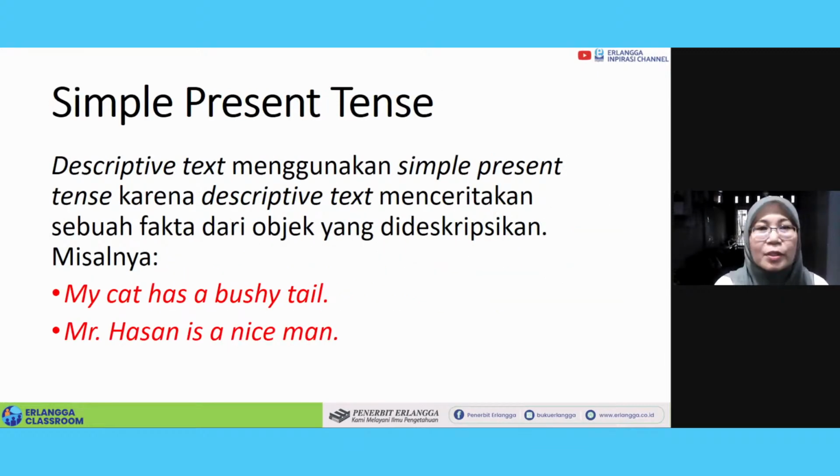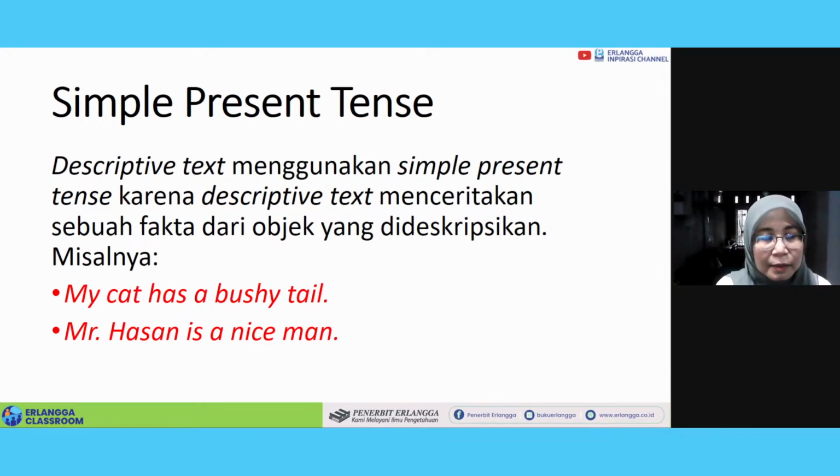And the use of simple present. Nah, ini tadi bahasan lanjutannya dari yang tadi. So descriptive text uses simple present tense because it tells about facts about the person or about the thing or about the building, for example. Yeah. For example, my cat has a bushy tail. Kucing saya punya ekor bushy. Bushy itu tebal, gitu ya.